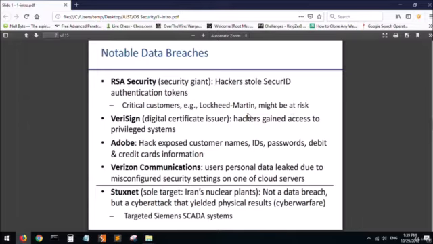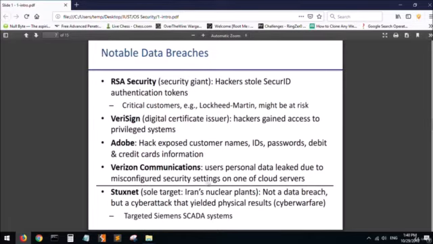That's so messed up. Now, VeriSign, which is a digital certificate issuer. When you open google.com, you will see up above a green lock, which is SSL. Hackers gained access to the privileged system in that. Imagine that. Adobe hack exposed customer names, IDs, passwords, debit and credit card information. Verizon Communications users' personal data leaked due to a misconfigured security setting on one of its cloud servers.